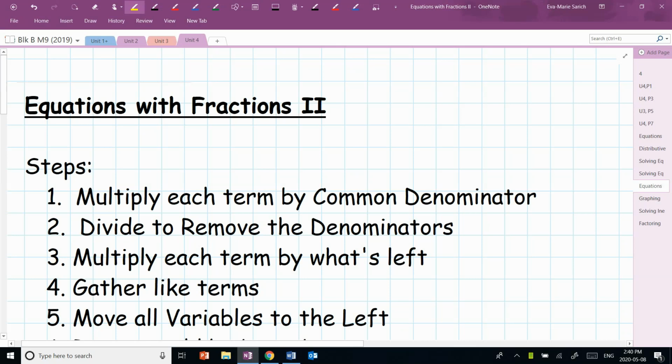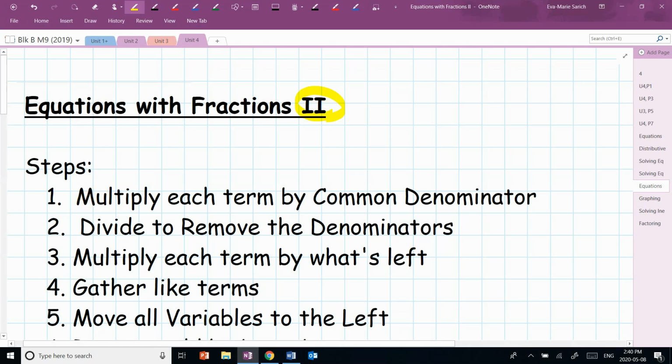Hello, ladies and gentlemen. We are moving on to equations with fractions 2. Okay, we're using the same steps. It's just the fractions are a little bit more complicated. Okay, we'll go through the steps.